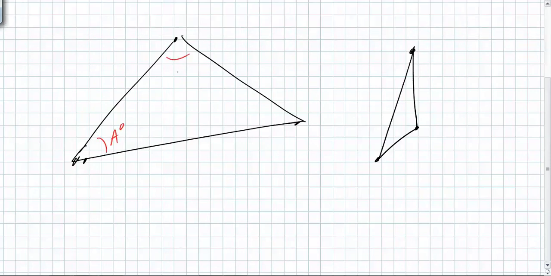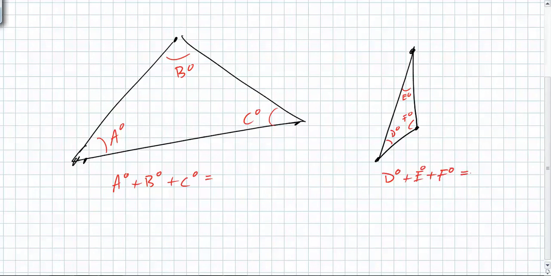This is B degrees, and this is C degrees. And let's call this D degrees, E degrees, and F. What can you tell me about A degrees plus B degrees plus C degrees? What can you tell me about D degrees plus E degrees plus F degrees? You might know this, but you might not because you haven't taken geometry yet. But any idea? Does anybody know this?